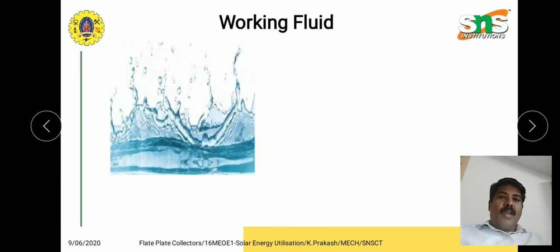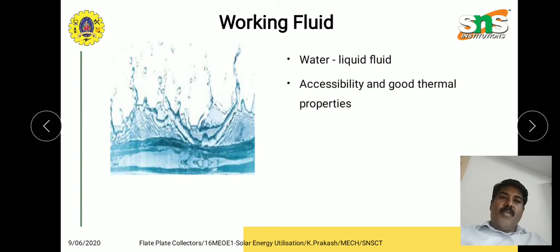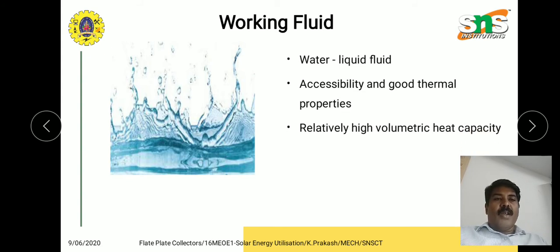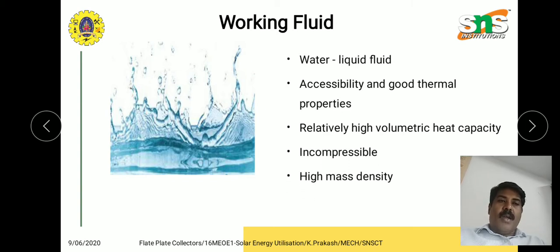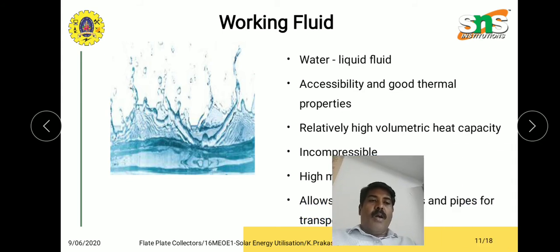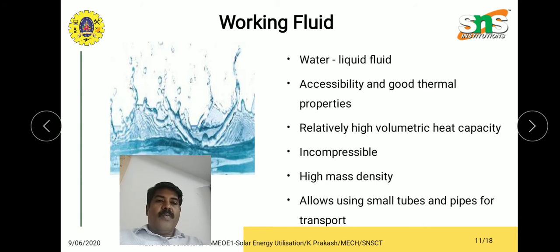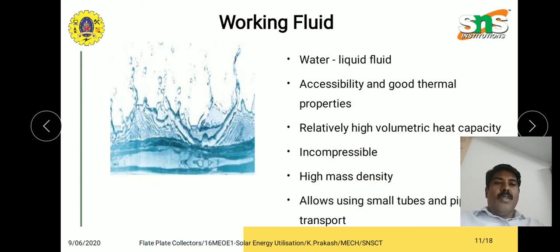Coming to the working fluids, the working fluid may be a liquid, and it should have some properties. It should have good thermal properties. It has to transfer a high amount of heat energy and have a relatively high volumetric heat capacity. It should be incompressible with high mass density, and allow the use of small pipes for transport. These are the main properties of the working fluids.